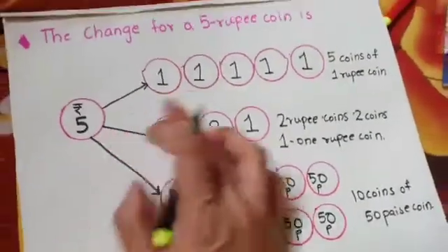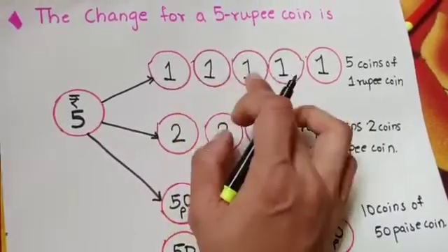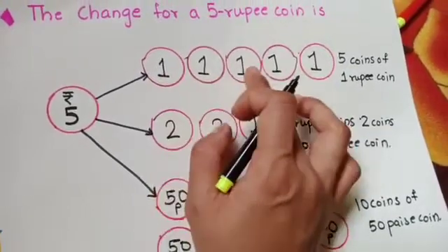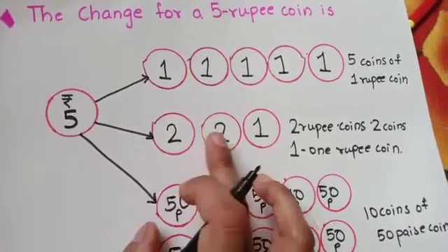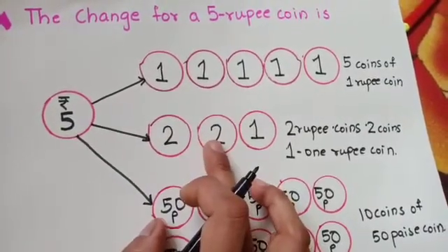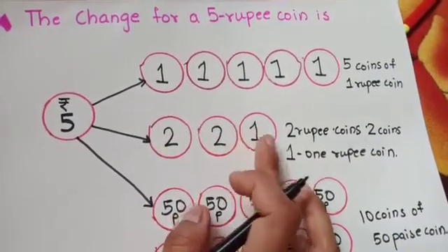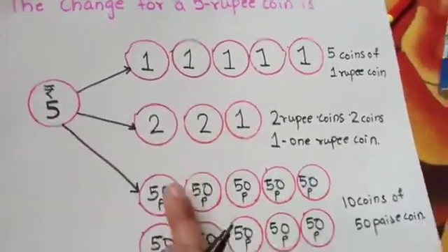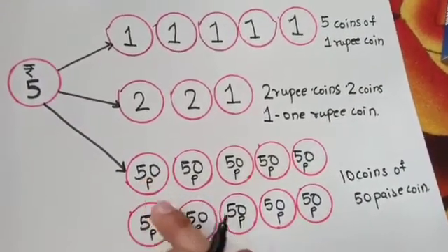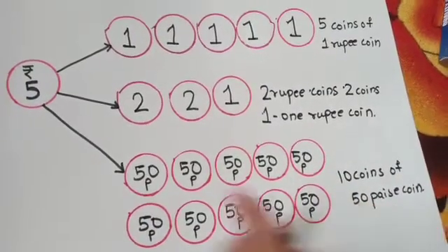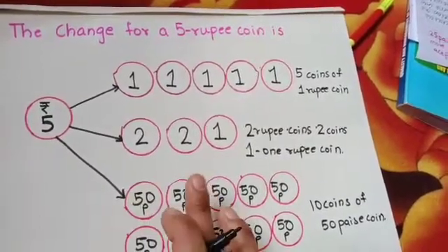In this way, you can give the change for 5 rupees. First, we have seen 1 rupee coins. How many? 5 coins of 1 rupee is equal to 5 rupees. Then 2 coins of 2 rupees and 1 coin of 1 rupee: 2 plus 2, 4, 4 plus 1 is 5. It has become 5 rupees. And also 50 paise coins, how many? 10. 10 coins of 50 paise will become 5 rupees. In this way, you can give the exchange for a 5 rupee coin.